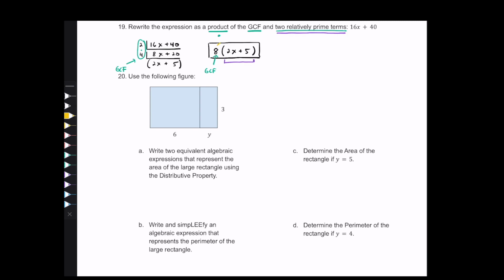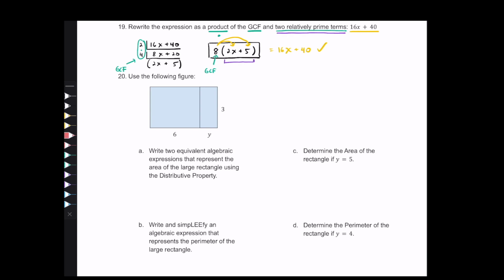If you want to distribute this to check to see if you did it right, 8 times 2x is going to be 16x, and then 8 times 5 is going to be 40. So since that's what we had earlier, that seems to check out. Okay. Are there other ways of writing this expression not using the GCF?